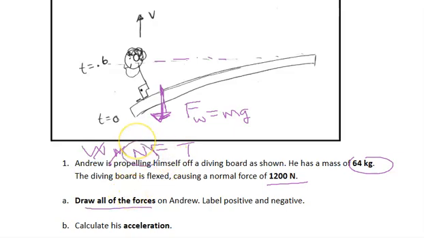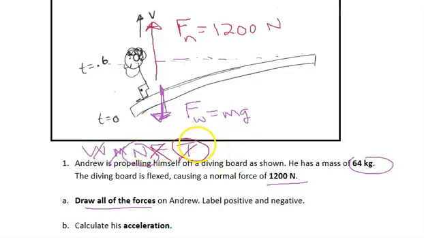No. Is he touching a surface? Absolutely. So he has a normal force of normal, that is 1,200 newtons. Is there friction? No. Is there tension? No, there's no ropes. Okay, so there's only two forces, the normal force and his weight.